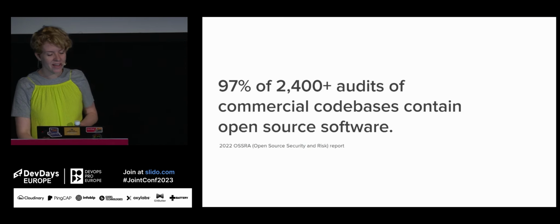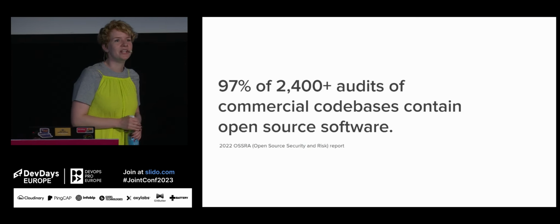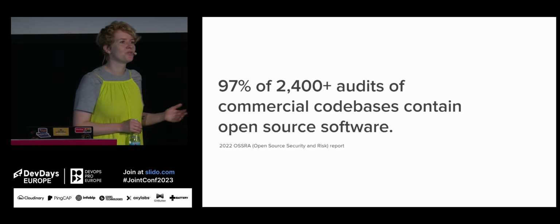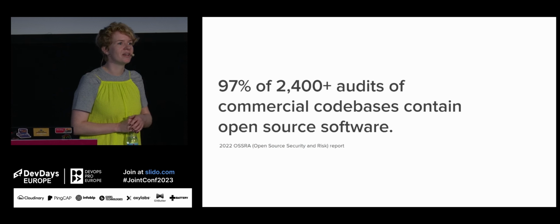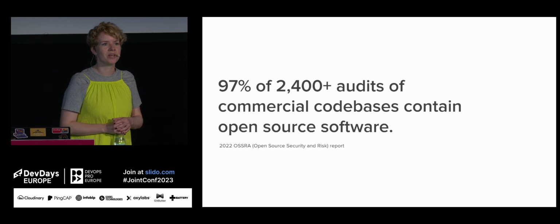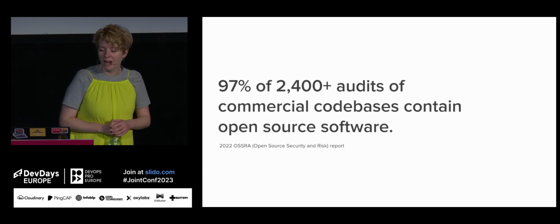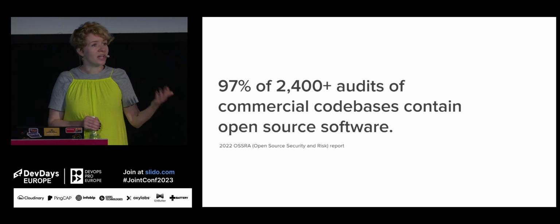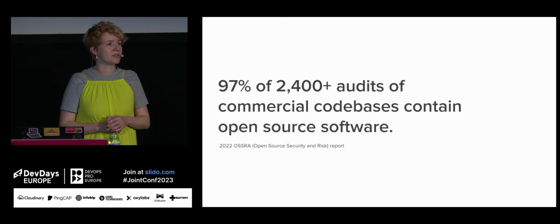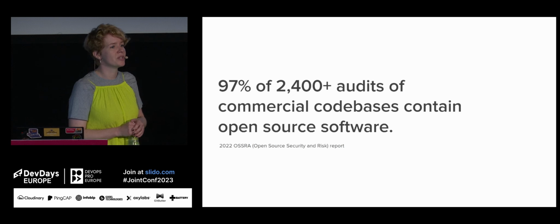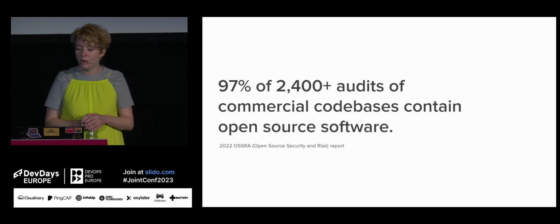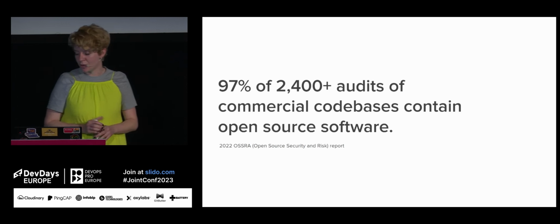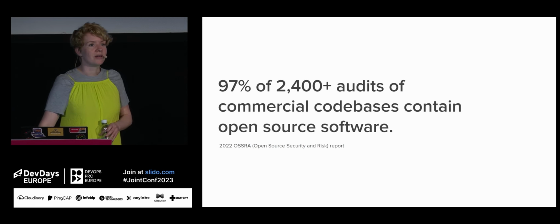The 2022 Open Source Security and Risk Report examined the results of more than 2,400 commercial code bases, and the results came back that 97% of those contain open source software. Some of them even contained 100% in their commercial code bases, and that was specifically in the industry sectors semiconductors and hardware, cybersecurity, energy and clean tech, and IoT. So all of you are using open source. Surprise.